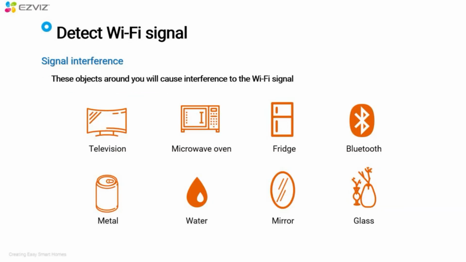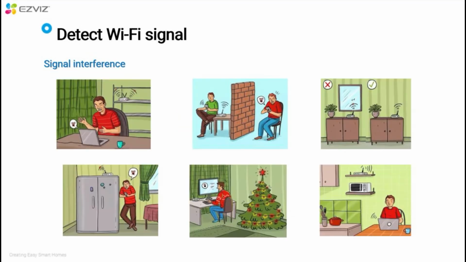And the objects below around you will cause interference to the Wi-Fi signal, including the television, microwave oven, fridge, Bluetooth, glass, mirror, water, and metal. There are different scenarios about signal interference. So can you find the obstacles that can influence the Wi-Fi signal?